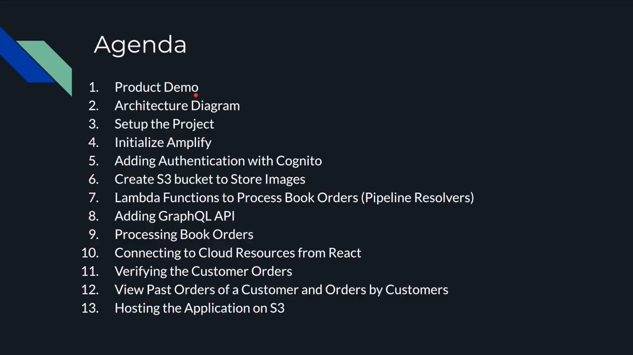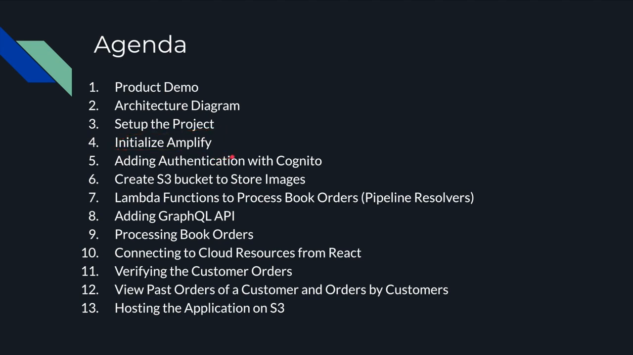So let's start with the product demo. I'll go through all the pages and the main functionalities, and then let's look at the architecture diagram. It will show what resources we are using and how they connect to each other. And then let's start configuring our application, cloning the GitHub repository. Of course, I'll put all the code in the GitHub repository, so you guys can look at the front-end code.